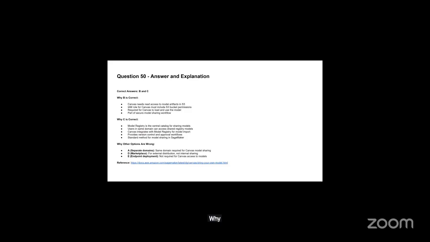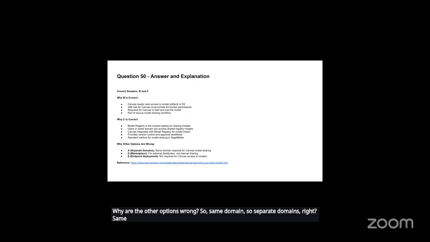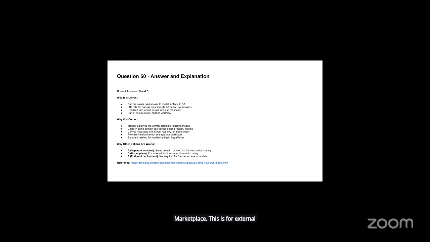Why are the other options wrong? So same domain, so separate domains, right? Same domain is required for Canvas model sharing. Marketplace, this is for external distribution, not internal sharing. Endpoint deployment, this is not required for Canvas access to models.